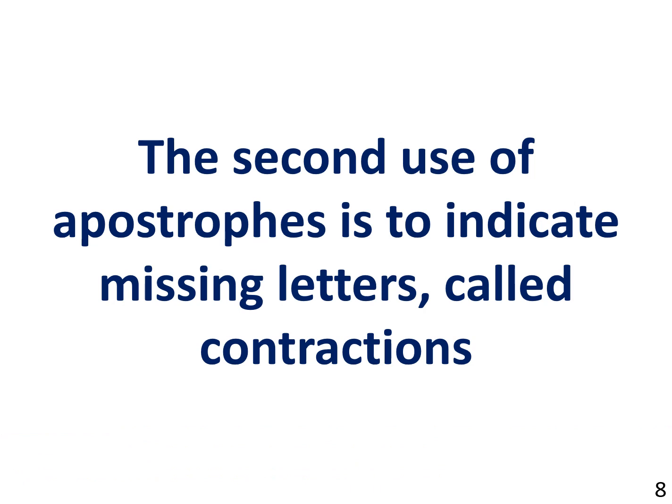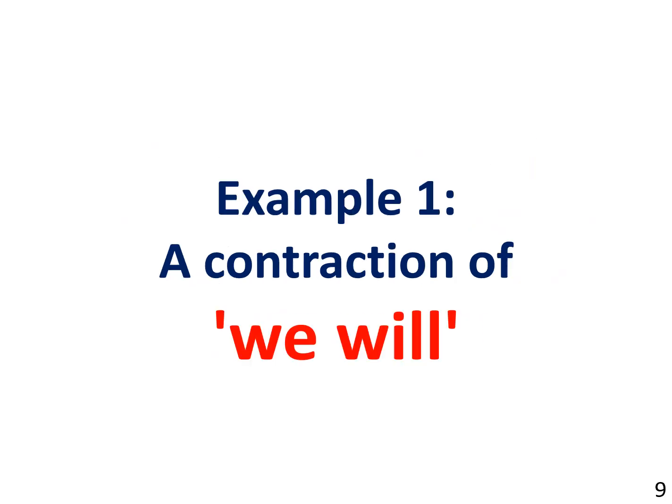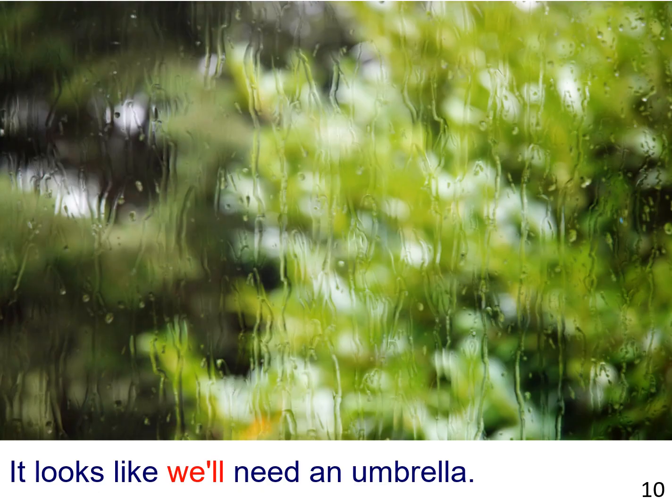The second use of apostrophes is to indicate missing letters, called contractions. Let's look at some examples. 1. A contraction of we will. Sentence example. It looks like we'll need an umbrella.